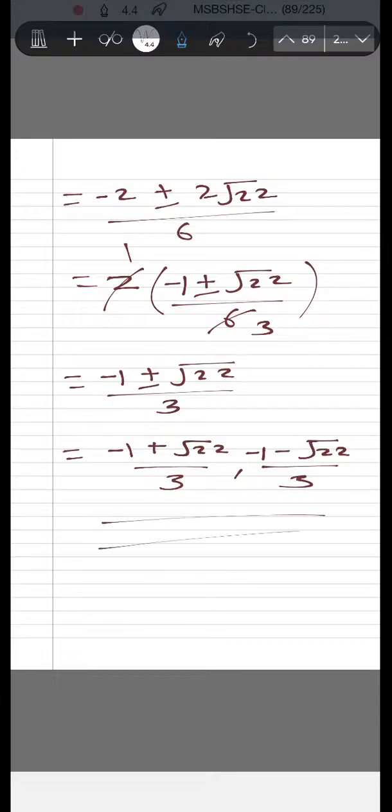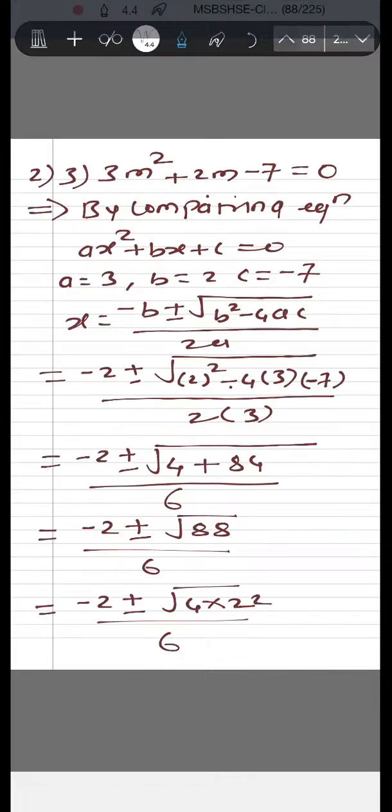This is how you have to find a solution. This is how you have to solve it by using the formula. Simply, which formula? X is equal to minus b plus or minus square root of b square minus 4ac divided by 2a. That's it.